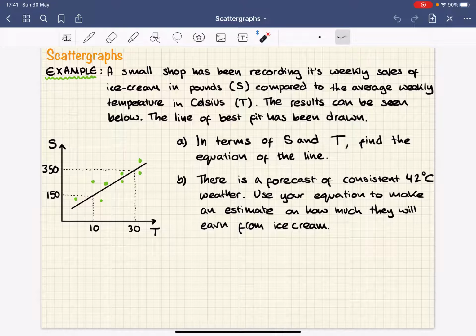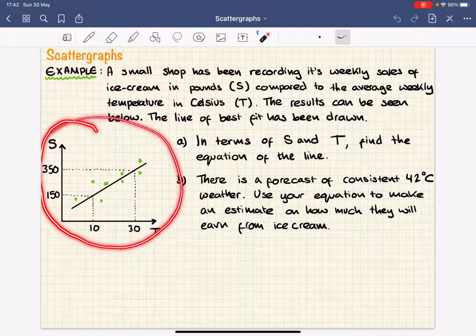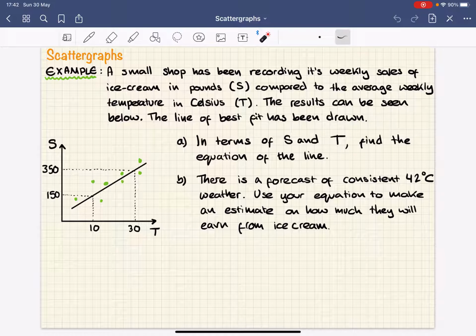So the first one: a small shop has been recording its weekly sales of ice cream in pounds, S, compared to the average weekly temperature in Celsius, T. The results can be seen below. The line of best fit has been drawn. So here we have our scatter graph. We've already had a line of best fit drawn in, and we've got some information on the axes here.